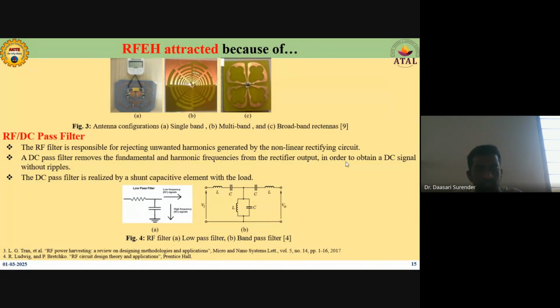And the DC pass filter. There are various filters: low pass filters, and generally band pass filters. Basically, band pass filters are used because they allow a certain band of frequencies and remove the harmonics that are created from the fundamental frequency of the antenna. So to remove the harmonics, we generally use filters after the antenna.